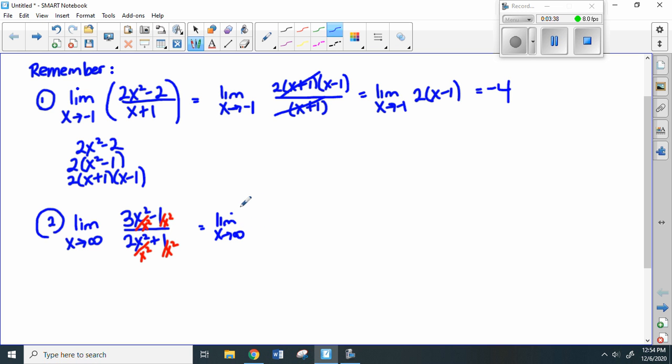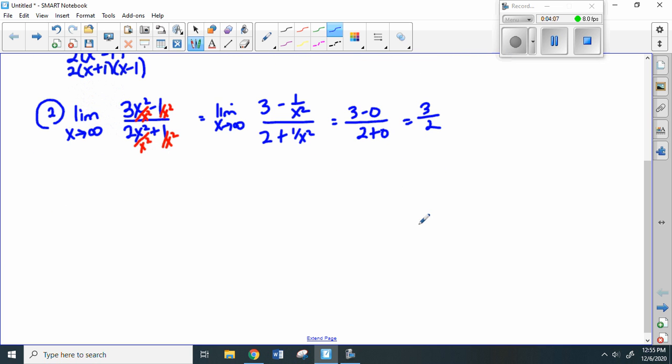So we have 3 minus 1 over x squared on top, and on the bottom we have 2 plus 1 over x squared. And when you take the limit of those 1 over x squareds, remember the limit as x approaches infinity of a constant over a power of x is just 0. And so this becomes 3 minus 0 over 2 plus 0, which is 3/2. All right, let's look at one more limit that we've done before.